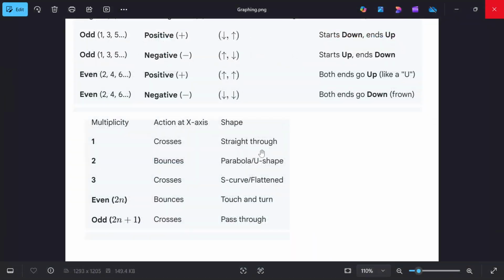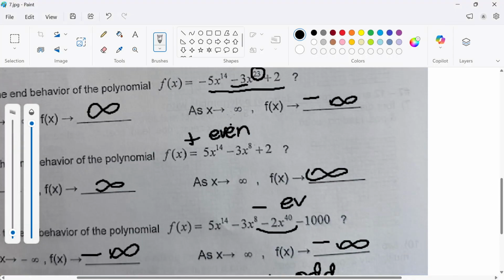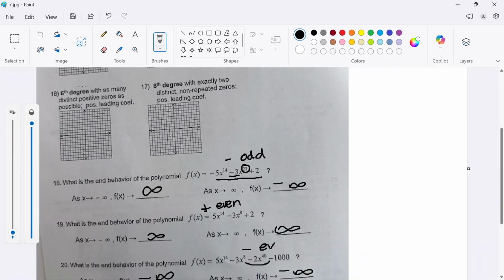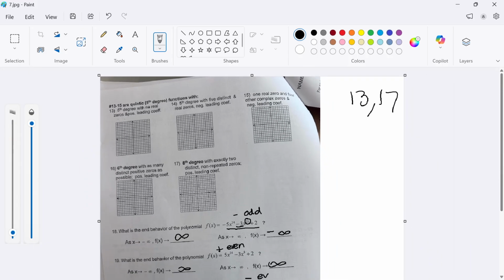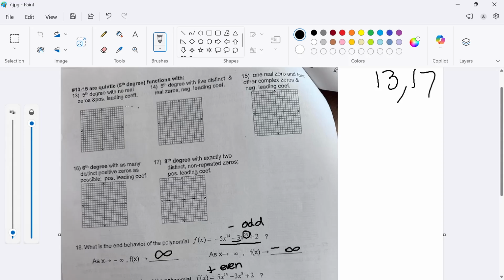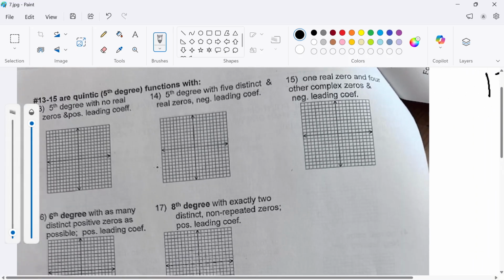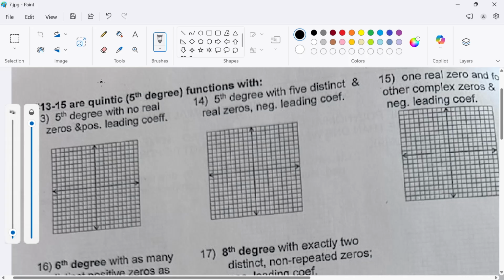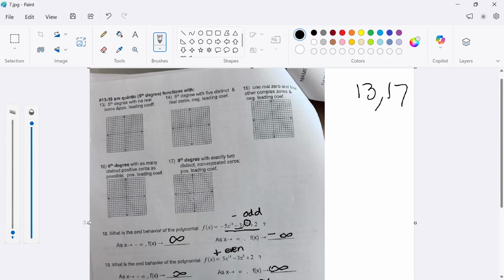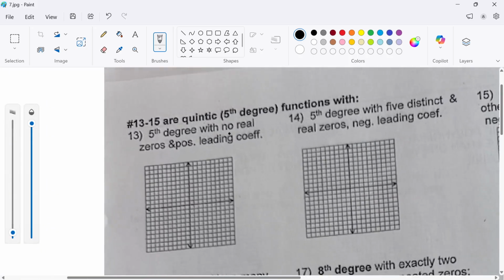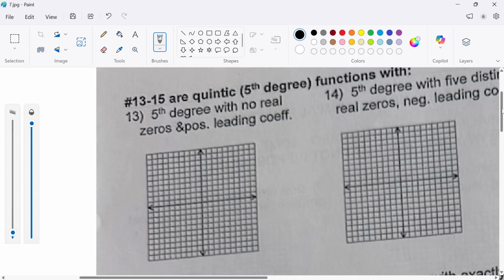Now I'm going to go back to the other sheet that I had. And I'll just do 2 here. Well, I guess I'll do 13, 17, and then that's it. Okay, 5th degree. Hold on, let me get more. I don't like being on the edge. 5th degree with no real zeros and positive leading coefficient. Well, that's odd.